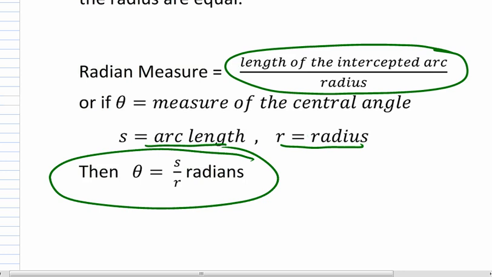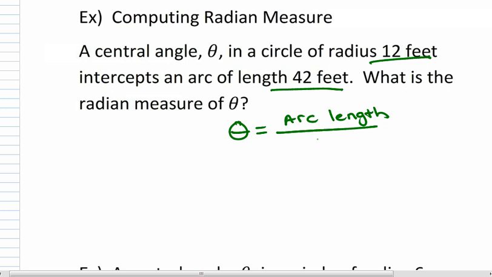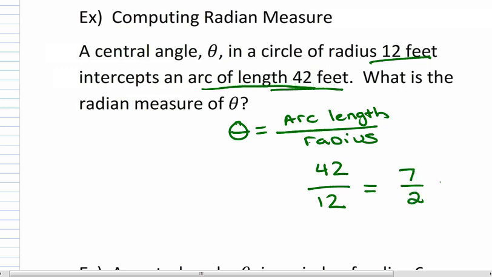So the next thing we're going to do is compute some angles using radian measure. For example, it says a central angle theta in a circle of radius 12 feet intercepts an arc of length 42 feet. What is the measure in radians? So remember, theta equals arc length over radius. Well, it says the arc length is 42 feet. The radius is 12 feet. If I reduce that, it gives me 7/2, which is the measure in radians. You could say 3.5 if you want, but it's 7/2 radians, or 3.5 radians.